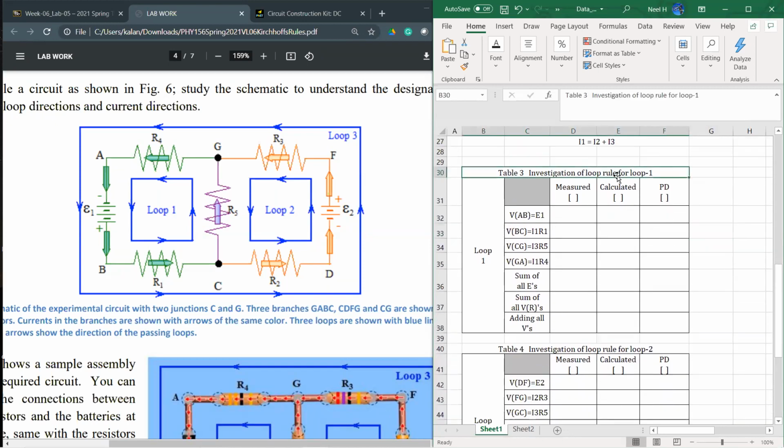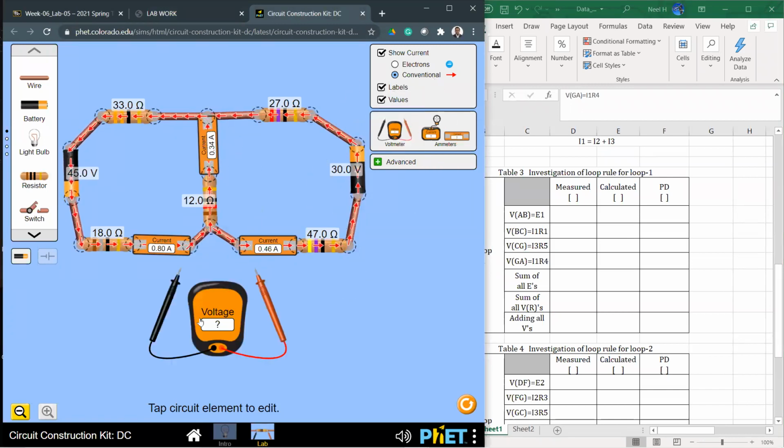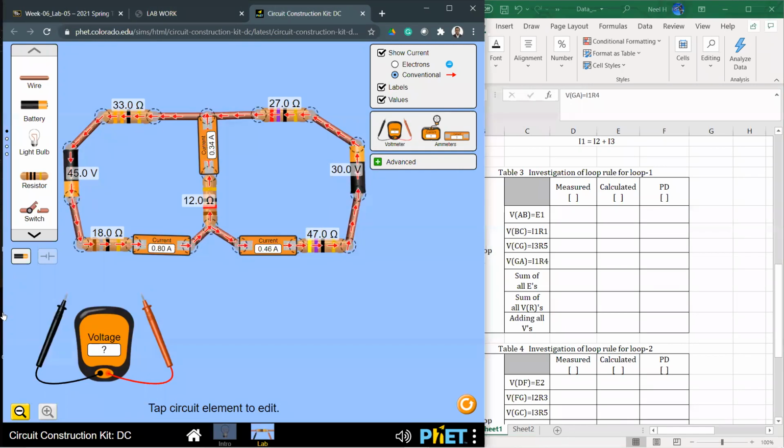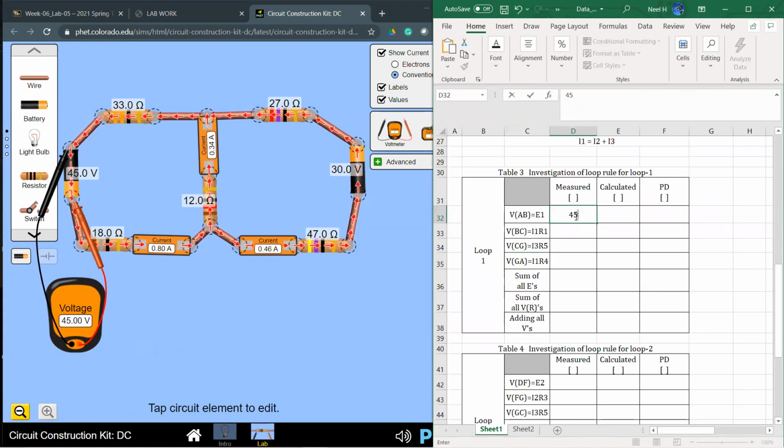For loop number 1, we'll measure the voltages across each resistor and collect them here first: V through AB, BC, CG, and GA. That's loop number 1. We need a voltmeter, and we're going to start from the negative side of the battery to the positive side of the battery. 45, so there's no difference at all. E1 is 45 and the measured unit should be volts.